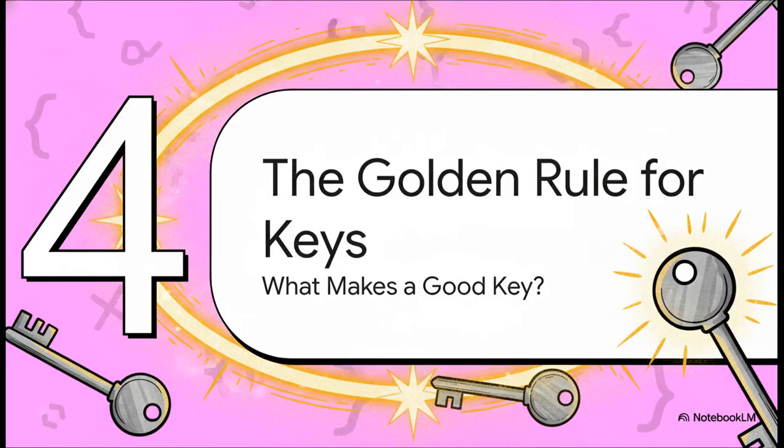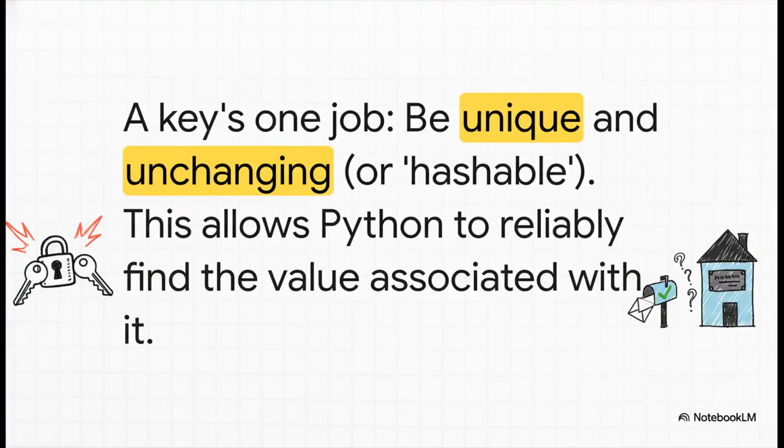All right, let's talk about something really important. We know keys are awesome, but you can't just use whatever you want as a key. There is one golden rule you have to follow, and that rule is super simple. A key has one job. It has to be unique and it cannot change. That's it. Think of it like a street address for a house. The address points to one and only one house, and the address itself doesn't just change on a whim. If it did, your packages would never arrive.